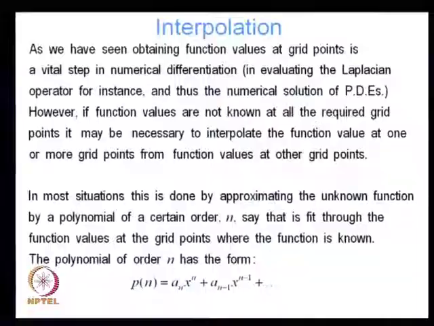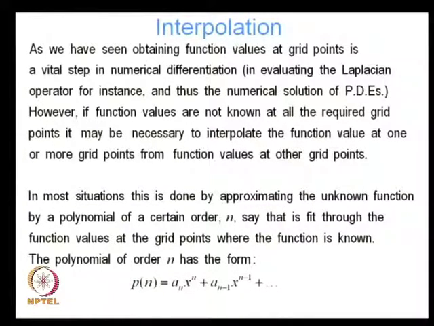So, in that case we have to find the function values at those new grid points which we just created from my old grid. And how do I find the function values at those new grid points? Well, I interpolate, right? I use the values at my old grid points, try to fit a polynomial, and then interpolate the function values at the new grid points. So that is what we do. So if function values are not known at all the required grid points, it may be necessary to interpolate the function value at one or more grid points from function values at other grid points.